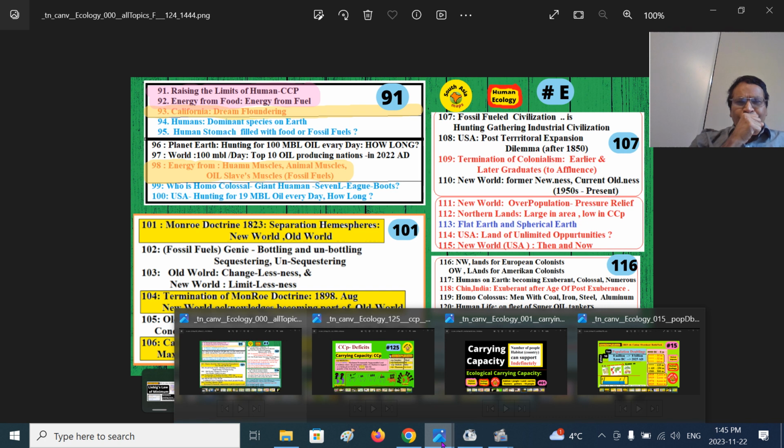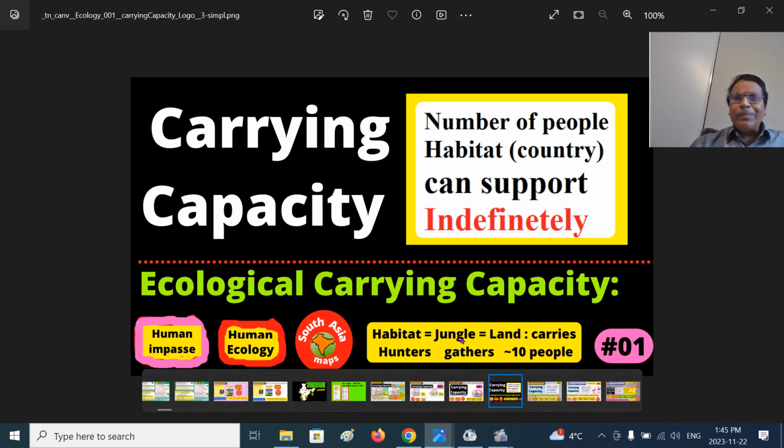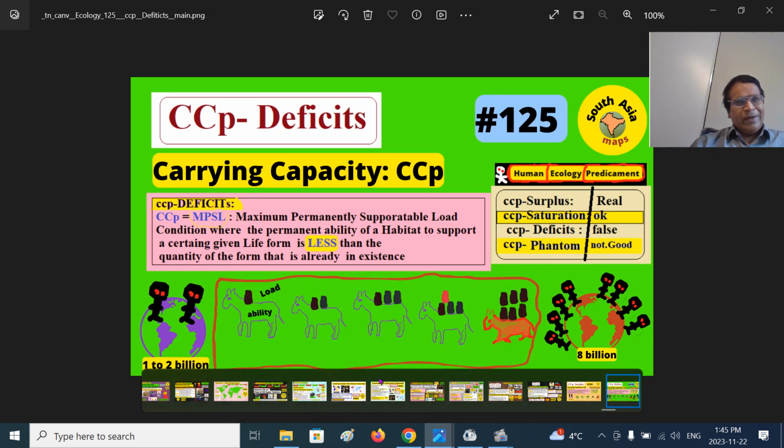This is a sequel to our first part, where I explored the basic concepts of carrying capacity. Here we are dilating it further, meaning expanding it in a different perspective with more iconographic presentations and applying the concept of carrying capacity to humans on the planet Earth.